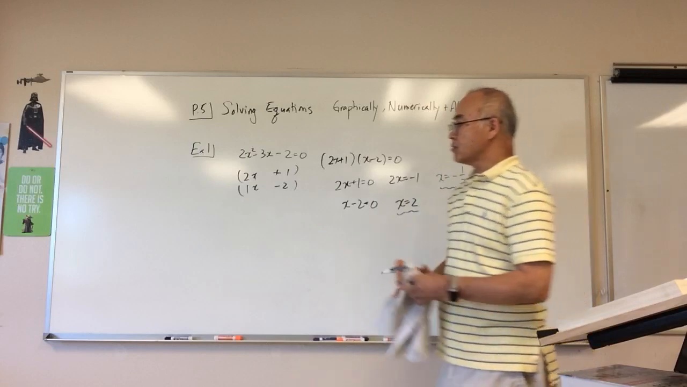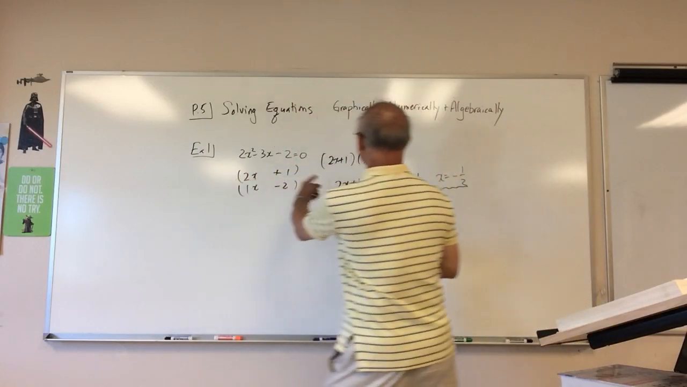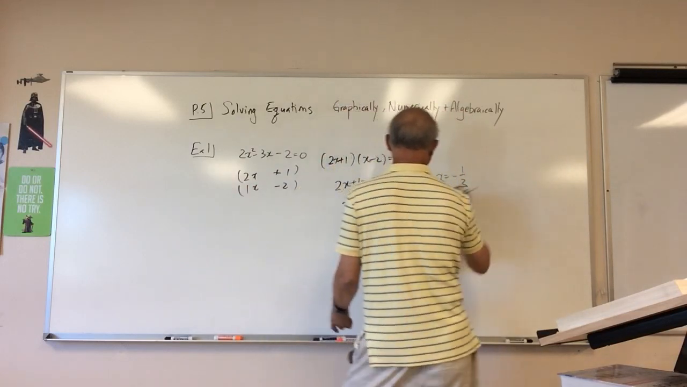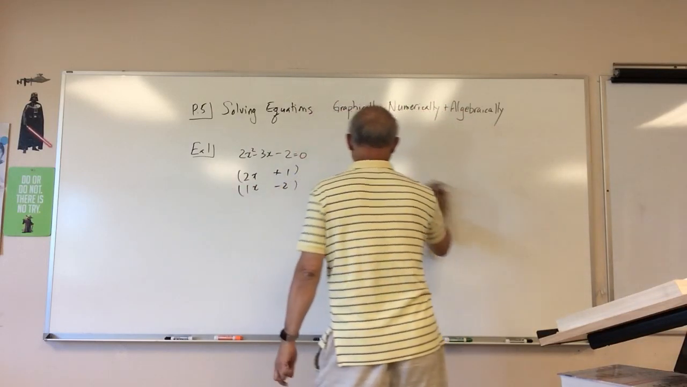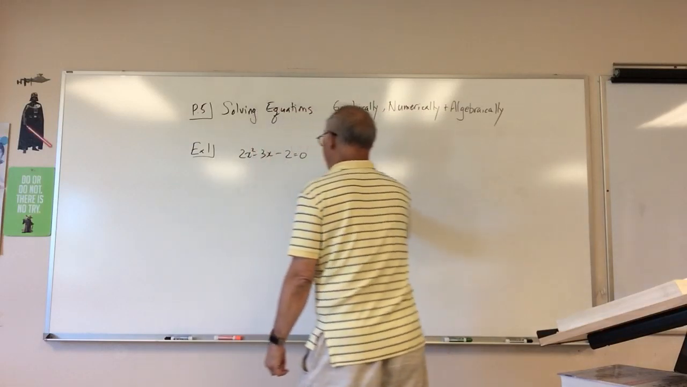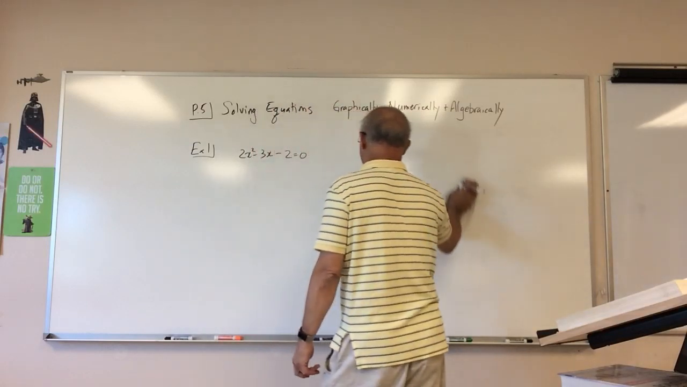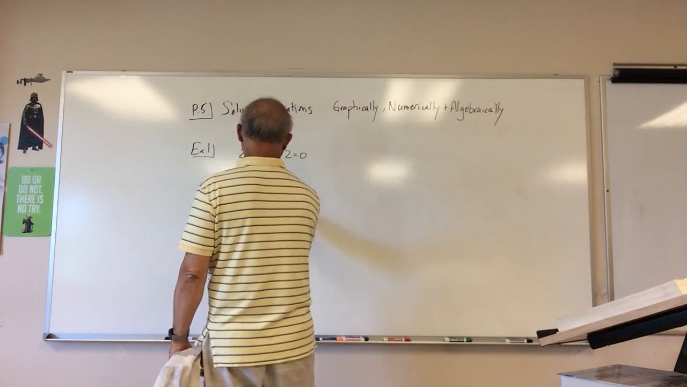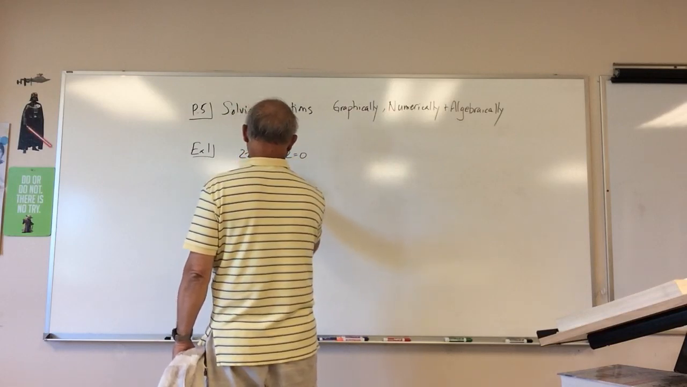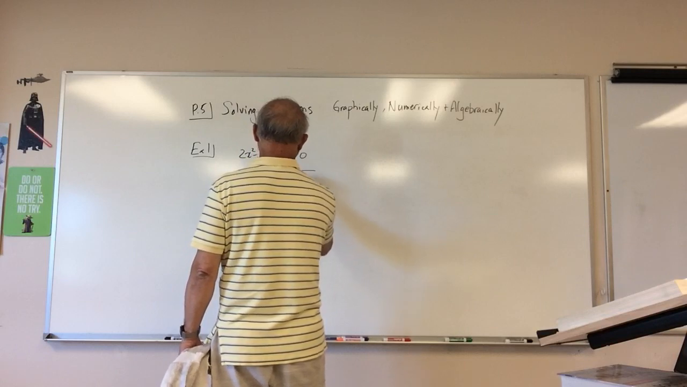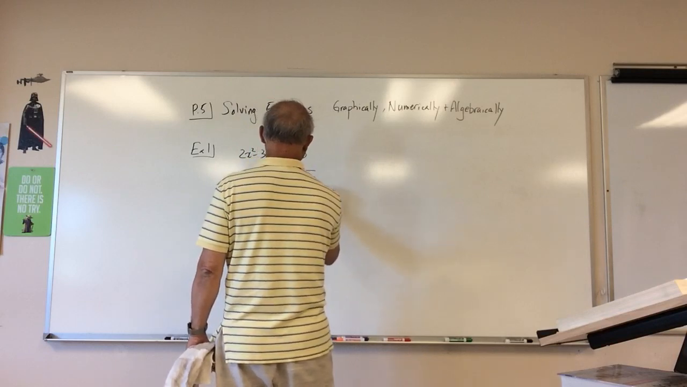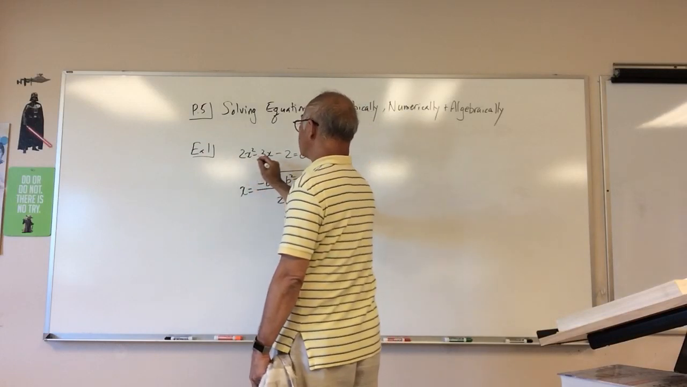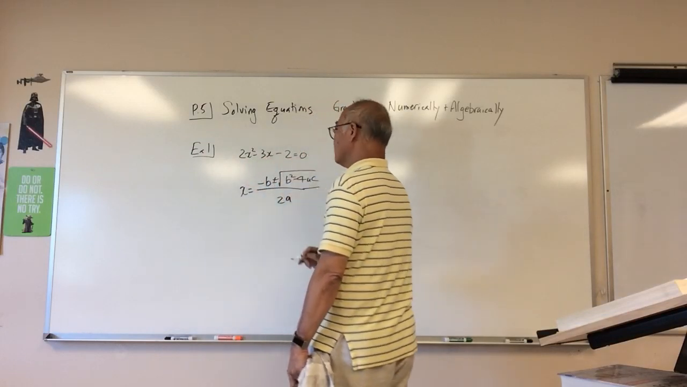Let's say you were not able to factor it. That doesn't mean it's the end of the world. Our next step is that if we can't factor it, we just toss it into the quadratic formula, where x is equal to negative b plus or minus the square root of b squared minus 4ac, over 2a, where this is a, this is b, and this is c.